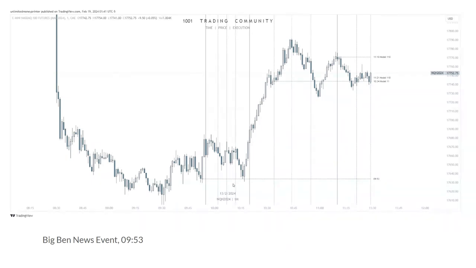So you need to have a 15-minute PD array. You can still try it without it, but it just makes it high probability. And then when you have an SMT, it makes it even more high probability. Now, what can we expect? At 1012 or 1020, we need to see that move up to take out that buy side.